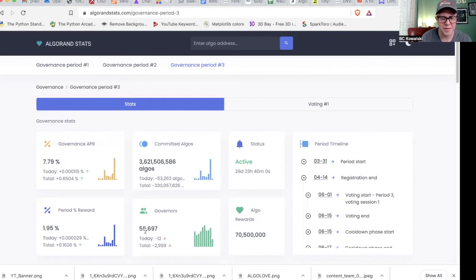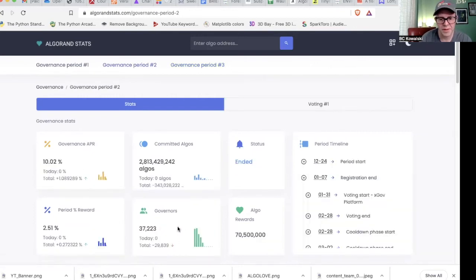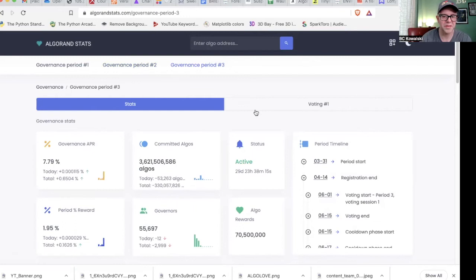Like I said, you'll probably see this number drop down to about, you know, the 30s. That's pretty typical. You see a big drop off after the vote, because a lot of people don't vote. And we can see that this is what happened last time. Look, we lost 29,000. It was actually 60 some thousand, and it dropped to 37. So you might actually see even more than what I just said. And there were 2.8 billion committed last time. What did we say? 3.6. So there's more algo and fewer governors. I guarantee you it's a whales market. So you see what I'm saying?